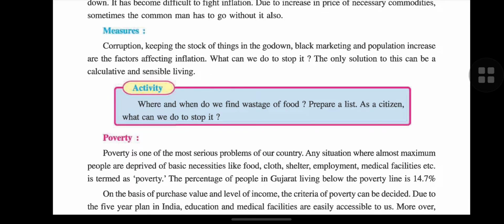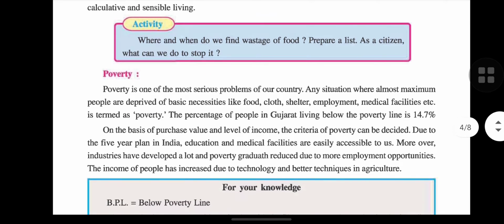Yes, in functions and in marriages, if the food is in more quantity, then it should be given to the poor people, those who are not getting food, instead of throwing it into garbage. So this kind of imaginative ideas or policies can help the inflation rate and getting a good nutritious meal. Now the next one is poverty.